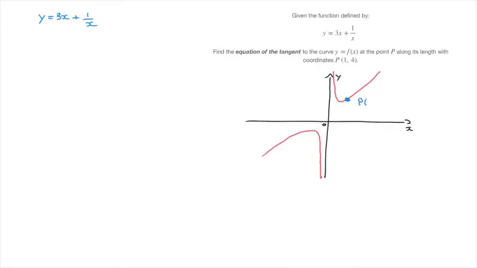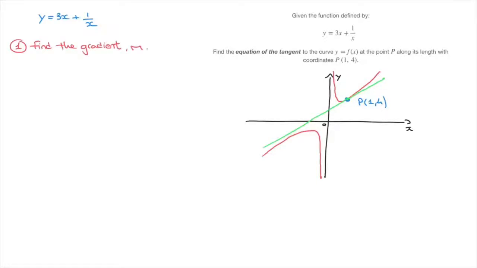So I'll just add P with coordinates 1, 4. And so the tangent would be the line which will look something like this. It passes through point P and has the same gradient as the curve at that point. Okay, now to find this tangent's equation, we follow our two-step method again. Remember, that was step 1, we find the gradient of the tangent.